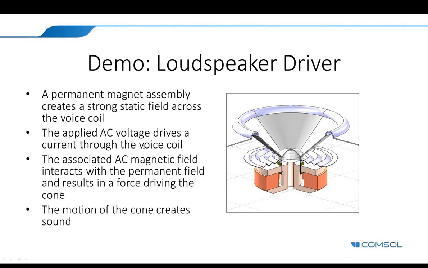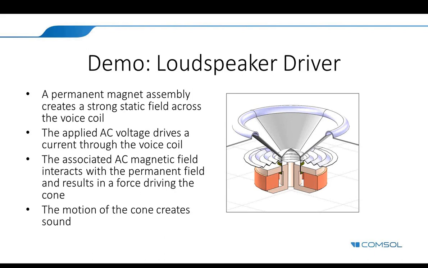Now, just a quick recap of how electrodynamical loudspeaker drivers work. We are going to apply those same principles in the model. So you have a permanent magnet assembly that creates a static magnetic field across a thin gap in which the voice coil travels. Your driving AC voltage creates a current through the voice coil, and with that you get an AC magnetic field. Now the permanent field and the AC fields interact, and you get a harmonic driving force acting on the former and the cone. This motion is what creates the sound.